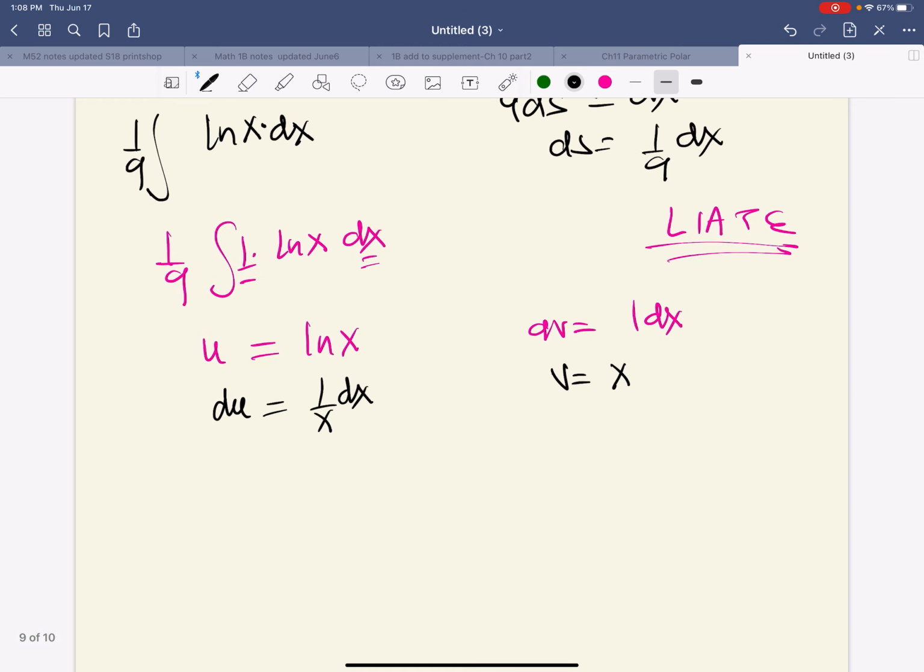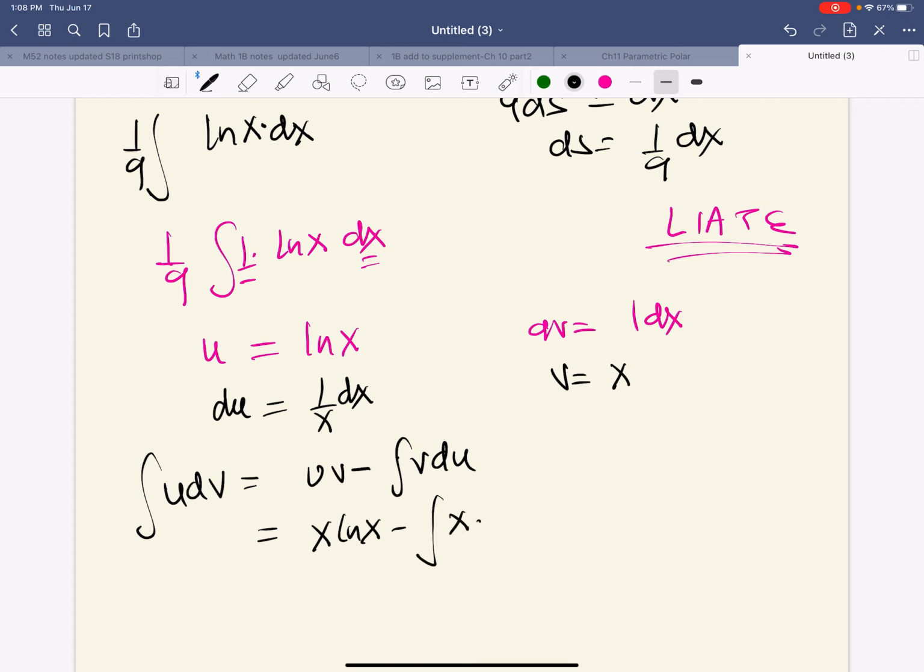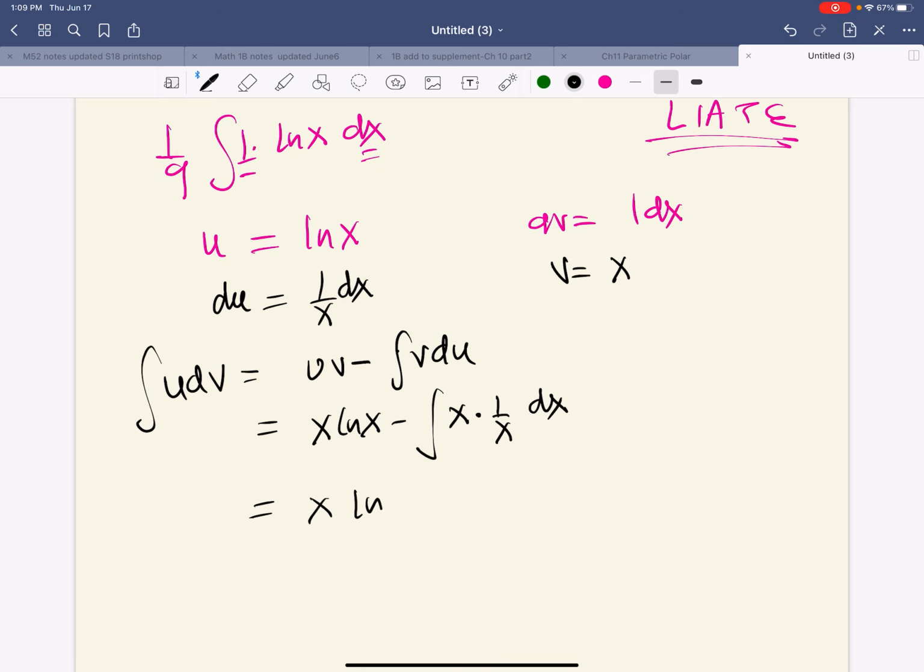So ready to perform: the integral of u dv is equal to uv minus the integral of v du. So u times v, u is natural log of x, v is x, so x natural log of x minus the integral of v. What is the v function? The v is x times du. du is 1 over x dx. And that leaves me with x natural log of x minus the integral of 1 dx, which is x natural log of x minus x plus a C.